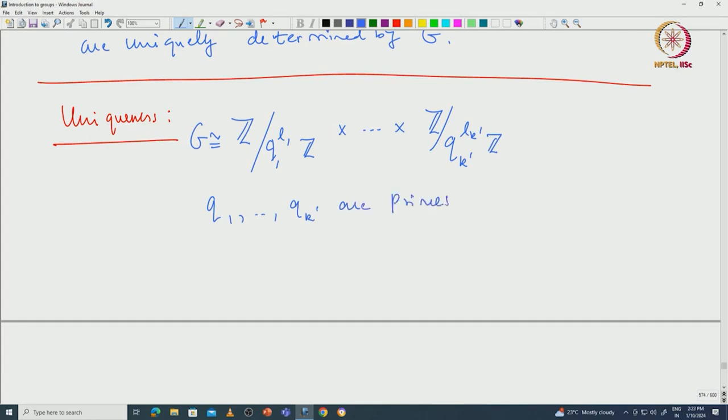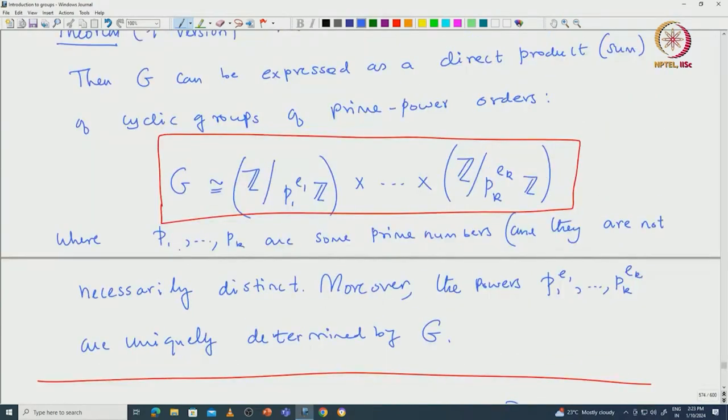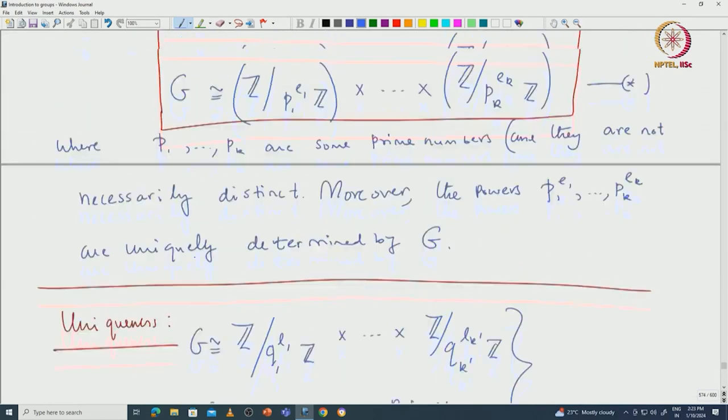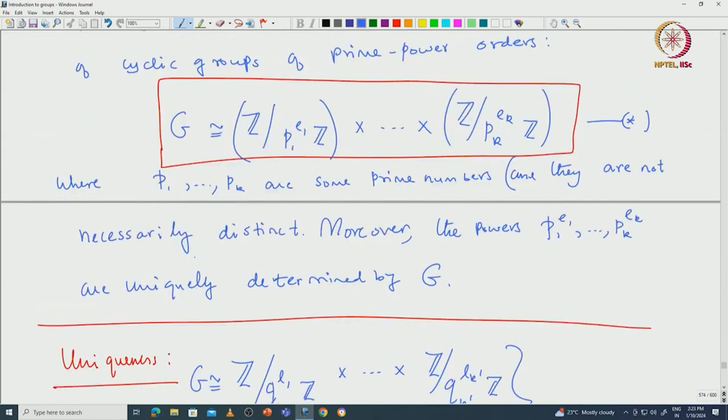Okay, so if this is what happens, then you already have this star. Then from star and double star, what can you say? You can say that up to permutation, there exists sigma. First of all, k must be equal to k dash. That means the number of factors in this star is uniquely determined by capital G.